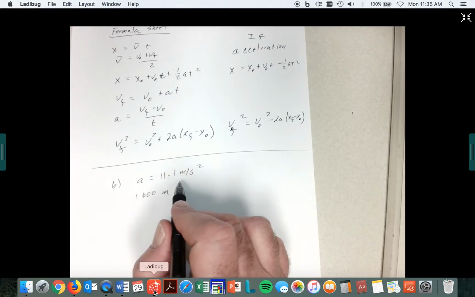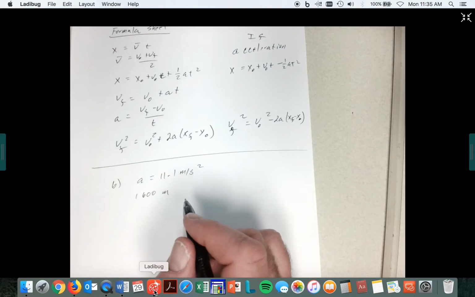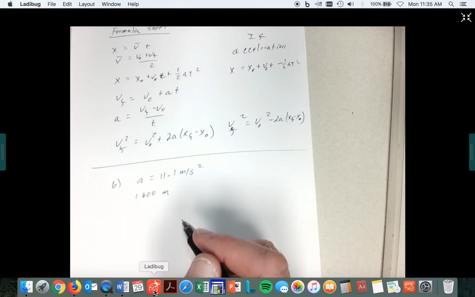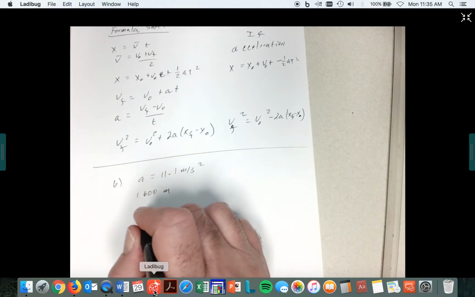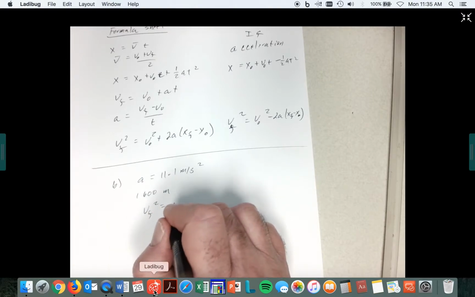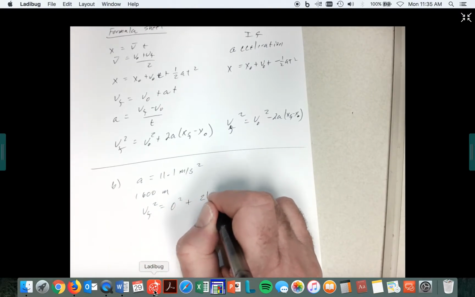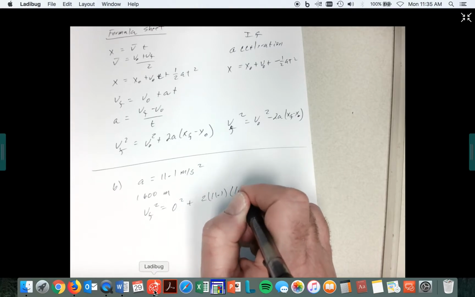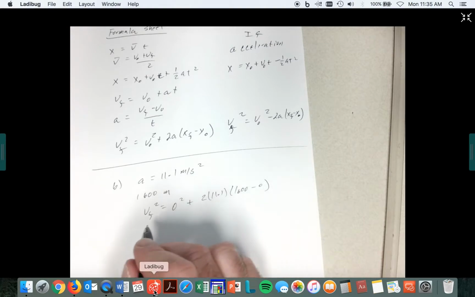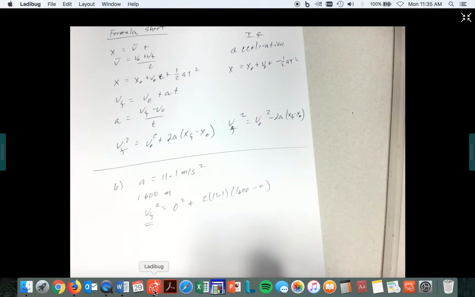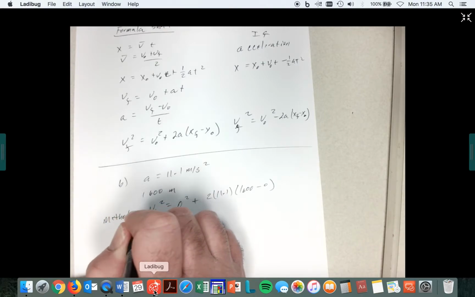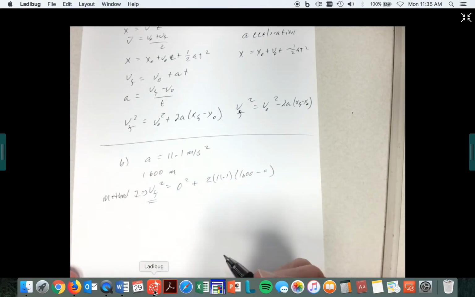So I'm going to find its final velocity, and then I'm going to take the average velocity and figure it out. Well, or you could do this one. You could do v final squared, which is what you're after, is equal to 0 squared plus 2 times 11.1 times 1,600 minus 0. That would work. Then don't forget to take the square root now. That's one way. See, physics is a wonderful thing. There's one method for doing it.